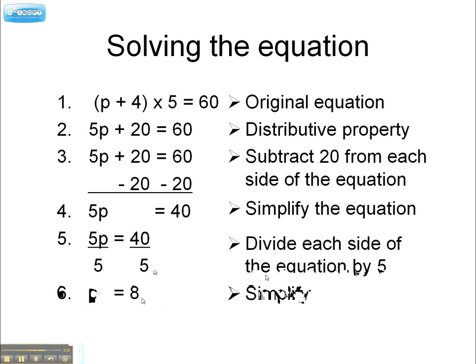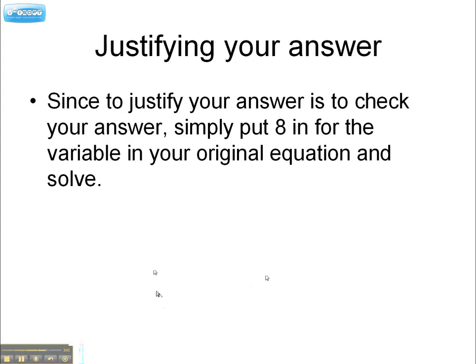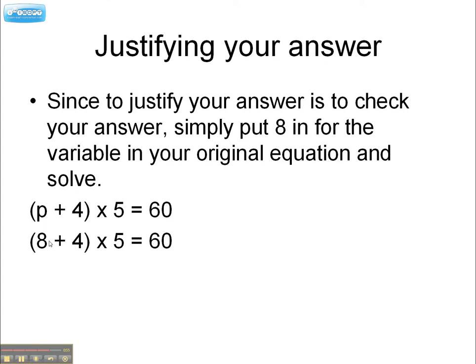So right now, we're pretty sure that 8 is the correct answer. However, we need to justify our answer. And justifying is just a fancy word for saying check your answer. And to do that, we just simply put 8 in for the variable into our original equation and solve it. So we go back to our original equation, and then we substitute 8 in for P. So if you notice between the two, they're exactly the same, except instead of P, we now have 8.